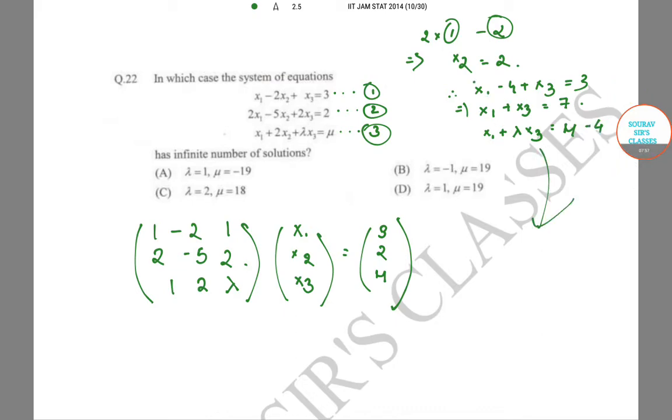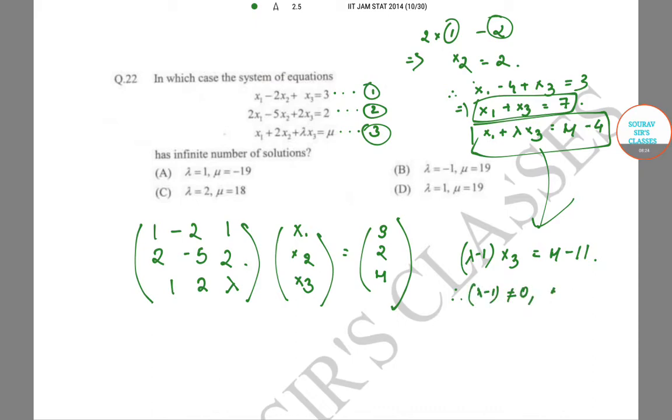From these two equations, x1 plus x3 equal to 7 and x1 plus lambda x3 equal to mu minus 4, we subtract them and we get lambda minus 1 times x3 equal to mu minus 4 minus 7, which is mu minus 11. Therefore, if lambda minus 1 is not equal to 0 and mu is not equal to 11, then x3 has a unique value, and hence x1 also has a unique value, because x1 is just 7 minus x3.